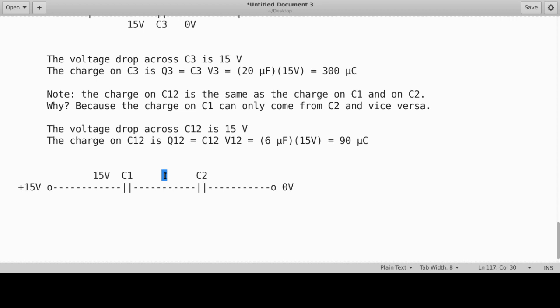I don't know what's happening here in the middle. I don't know what voltage this is in the middle. Maybe we could just write question mark voltage there. And I know that the voltage here is 0 volts, like that. Okay. So there we go.